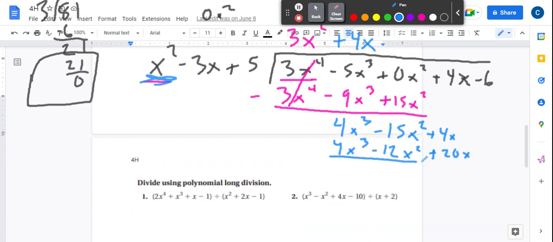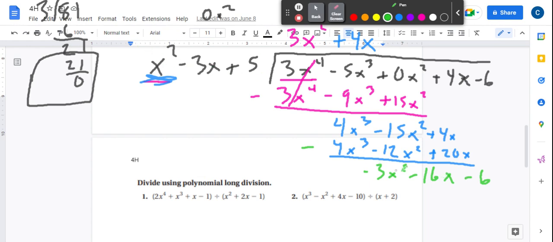Again, so we'll subtract. 4x cubed minus 4x cubed is 0. Negative 15x squared minus negative 12x squared is negative 3x squared, because negative 15x squared plus 12x squared is really what it is. Okay. And next we have 4x minus 20x, which is negative 16x. And then we're going to pull down the minus 6.